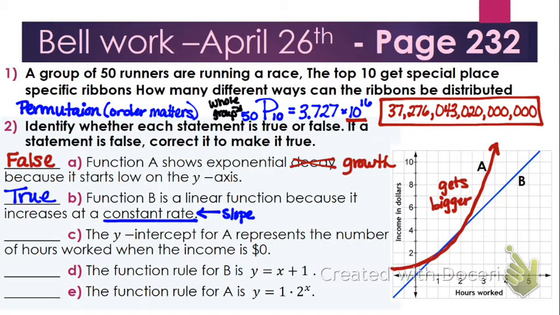Part C: the y-intercept for function A represents the number of hours worked when the income is 0. What do you guys think, true or false? This is false.